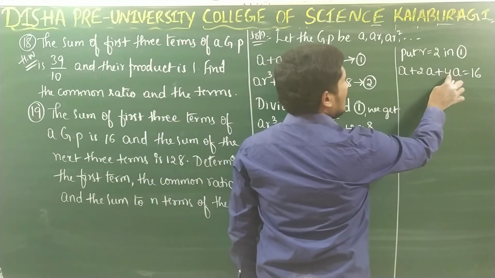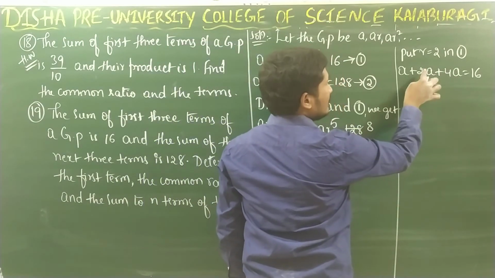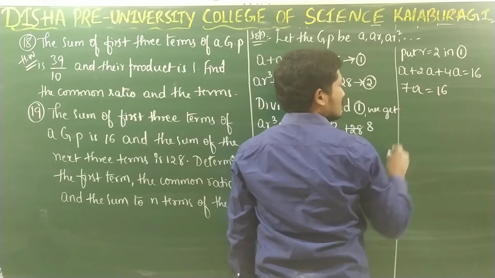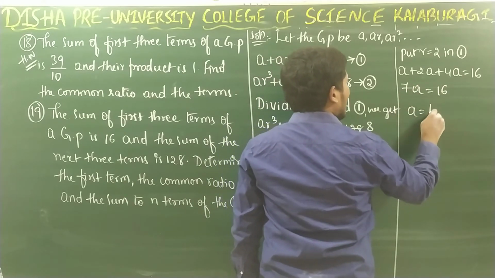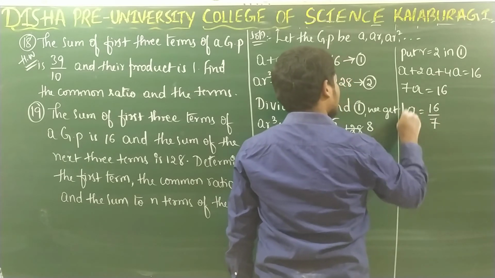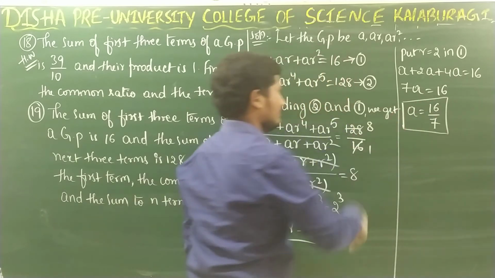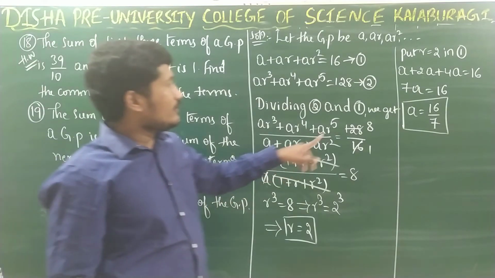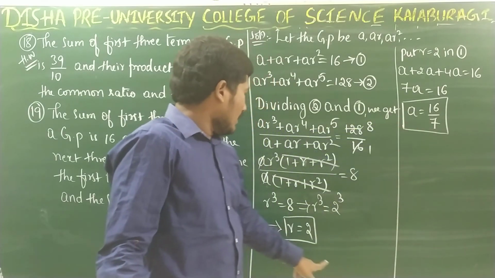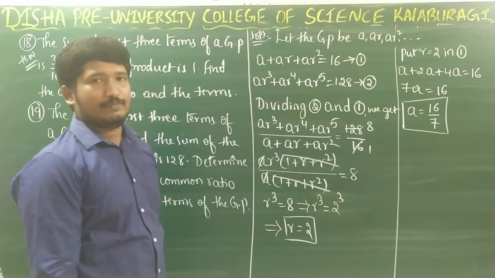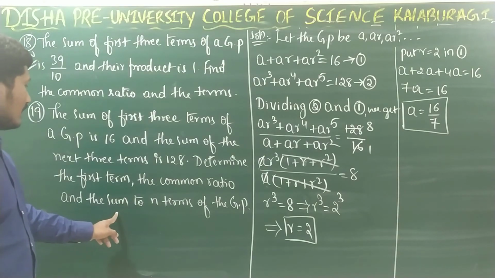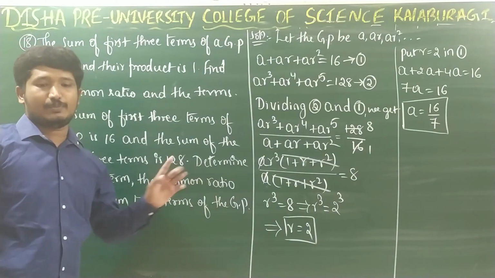Right? 4A plus 2A is 6A. 6A plus A is 7A is equal to 16. Therefore, the value for A is 16 divided by 7. Right? So we wanted the first term as well as the common ratio, and we have obtained the first term and also the common ratio. One more thing we are asked to find out. What is that? Sum to n terms of the GP.